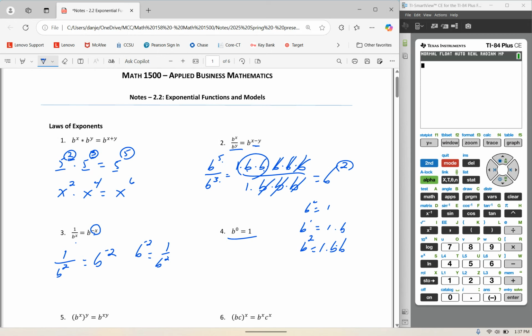So actually, go back to number 3. If I go back to number 3 here, 1 over b squared is the same as b to the 0 over b squared. And to use rule number 2, 0 minus 2 is negative 2. Okay.